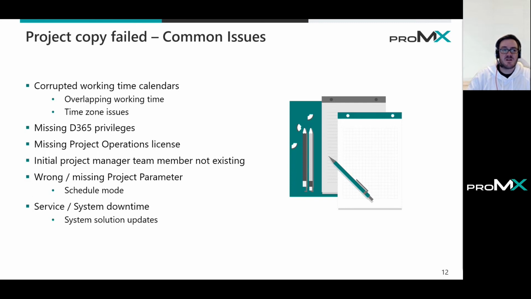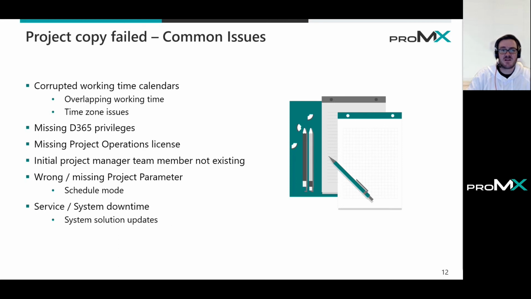Also, another issue is missing privileges on the Dynamics side. As I said, it's a background service, but nevertheless, it also needs permissions to write and update the services in the environment. And this can happen if you are the triggering user and you do not have update rights on project task, it simply will fail. Another issue can be that you also need the project operations license. Just keep in mind.